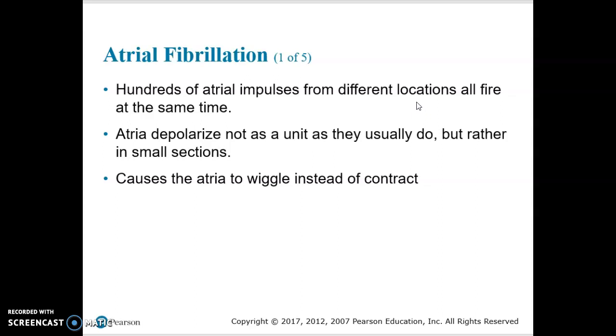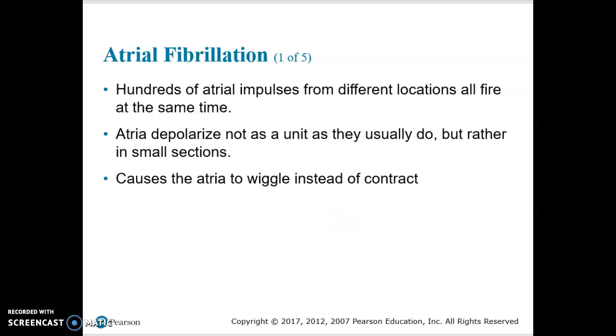And the AV node is bombarded with all of these impulses and simply cannot depolarize fast enough to let them all through. So the AV node becomes overwhelmed because it's just hit with tons of impulses, okay? Every now and then one of these impulses gets through and it provides a QRS, but not all of them get through. It can't even control how many get through because it's so overwhelmed.